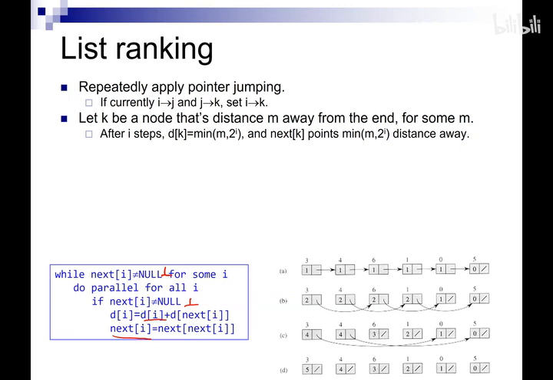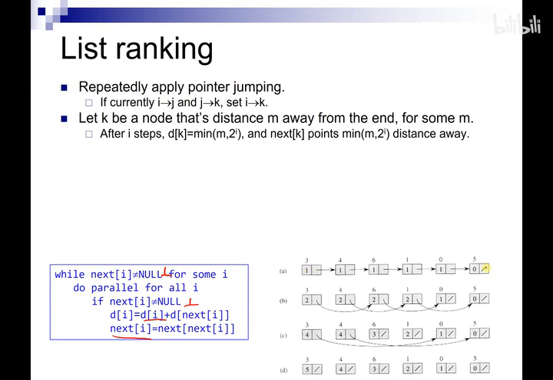To make this a bit more clear, let's do an example here. Initially, we're going to have these nodes in the linked list, and there's only a single node at the end, whose next pointer is going to be bottom here.